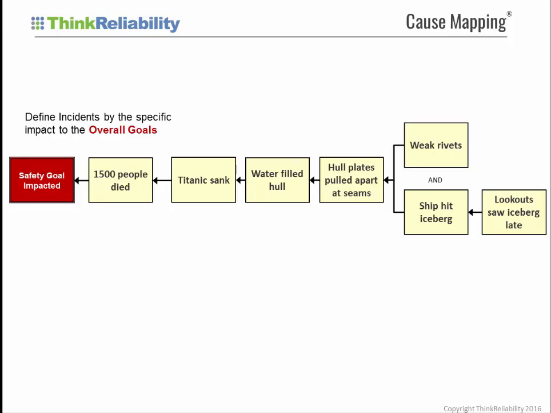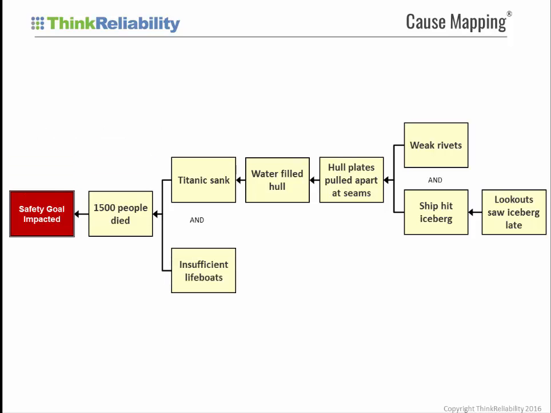We lost 1,500 people. Now the loss of lives is because the ship sank. But what else contributes to the loss of lives was the ineffectiveness of that rescue and the evacuation. So the fact that we didn't have enough lifeboats, you can see clearly has another chain of causes that we can now tie on, because that is going to now be causally related to the loss of those 1,500 lives.